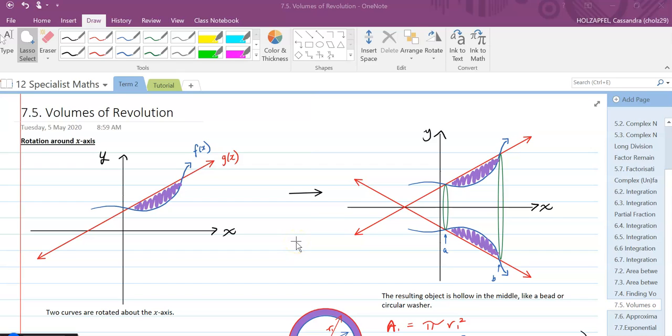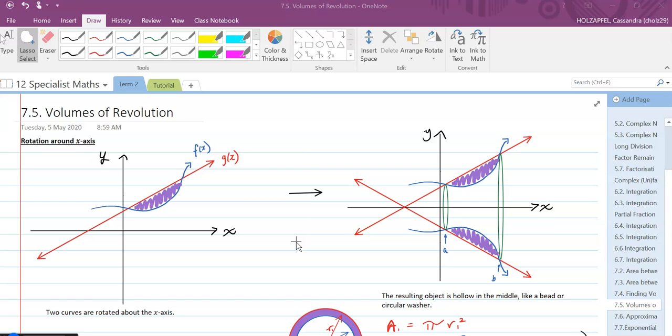Hi guys, welcome back. So today what we're going to be looking at is volumes of revolution. And this is a little bit different to the previous volumes of revolution that we've looked at, because rather than finding the area, or the volume I should say, of a revolution formed by a function between a function and the axis, we're actually going to be looking between two functions.